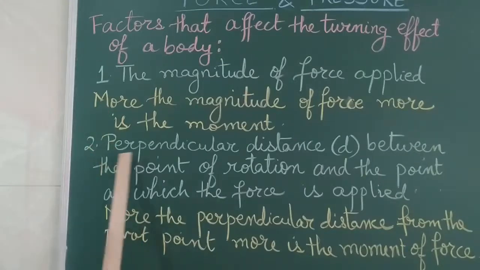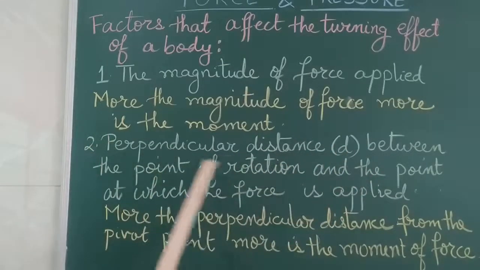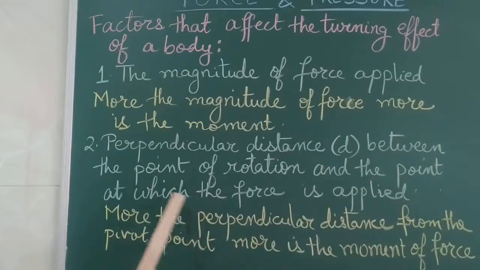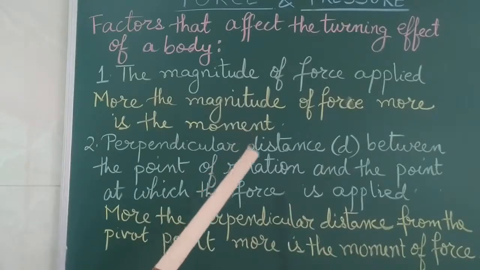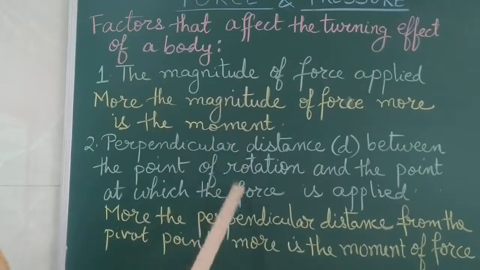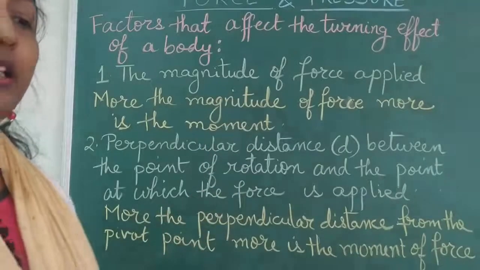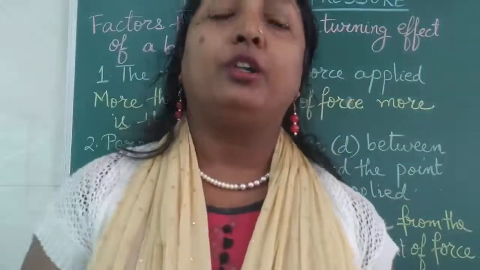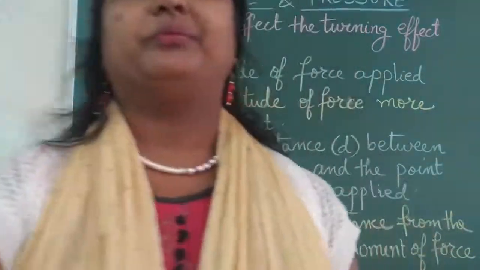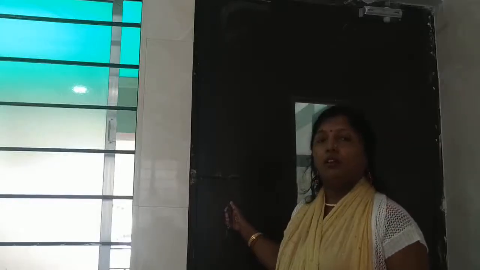The second factor is the perpendicular distance between the point of rotation and the point at which the force is applied. Here also, the more the perpendicular distance from the pivot point, the more is the moment of force. I'll explain these two factors with the same example, that is the example of a door. So let us go back to the door again. The example of the door explains both the factors.